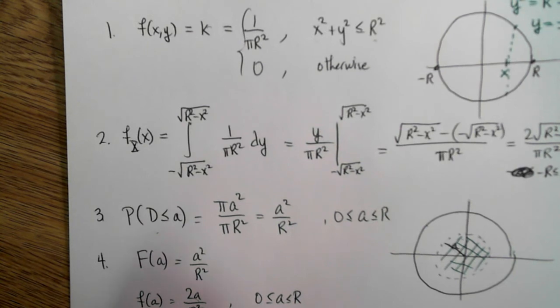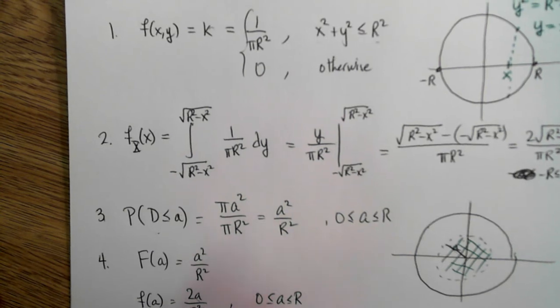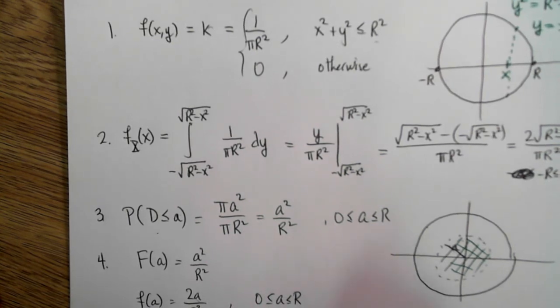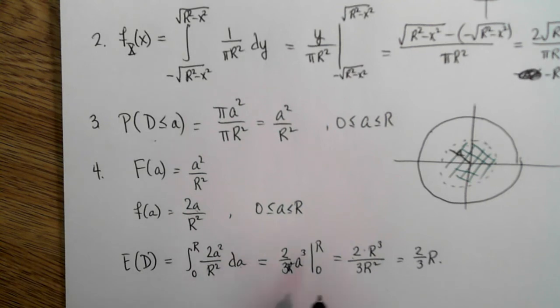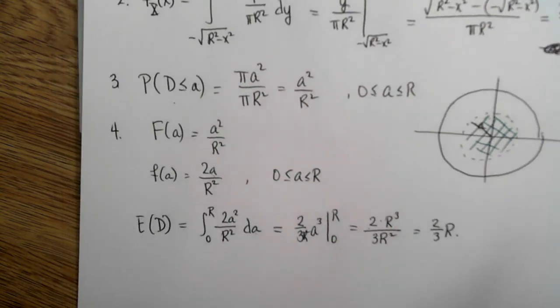So therefore, the expected distance from the origin will be the integral from 0 to r of 2a squared over r squared da. Now this looks a little funny because it's not an x, but there's nothing wrong with the letter a. Doing the integral, we get 2/3 a cubed evaluated from 0 to r, and I forgot the r squared in the bottom. So that's 2 times r cubed over 3r squared, and that works out to be 2/3 times r. Sorry, that went off the screen. So the expected value of d is equal to 2/3 times r.